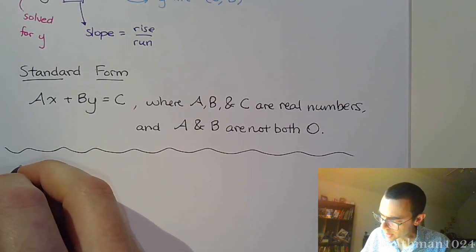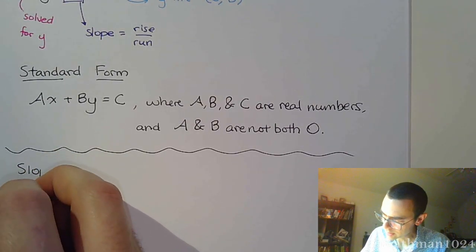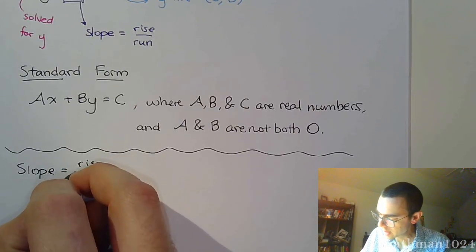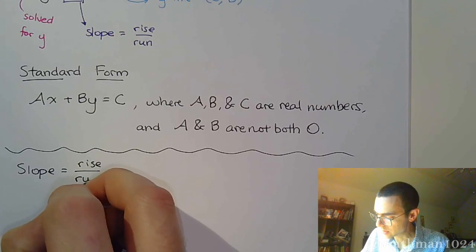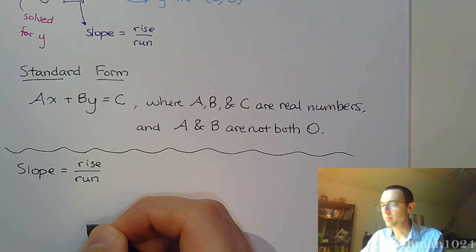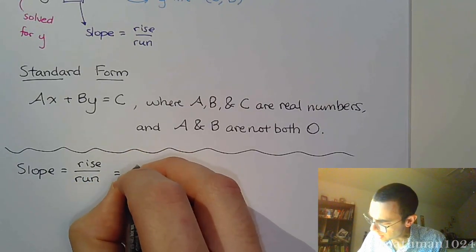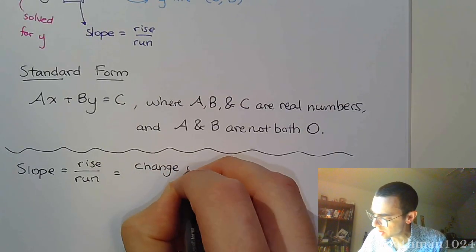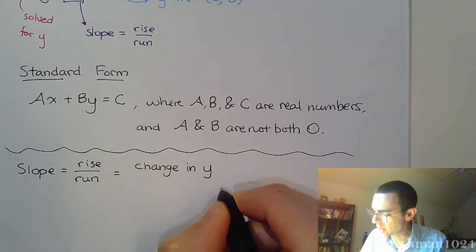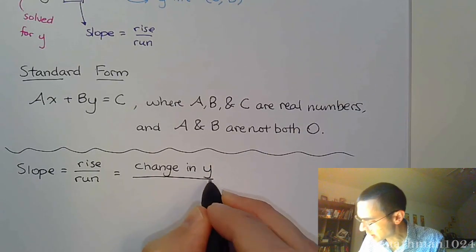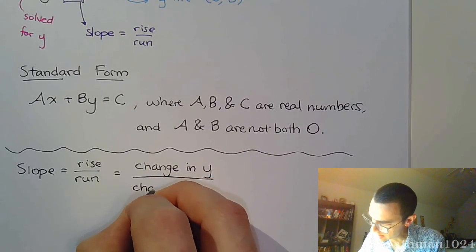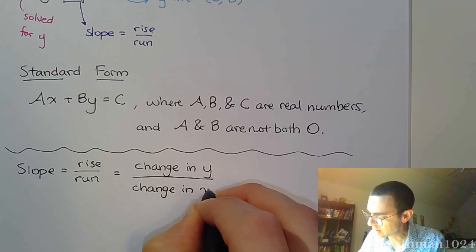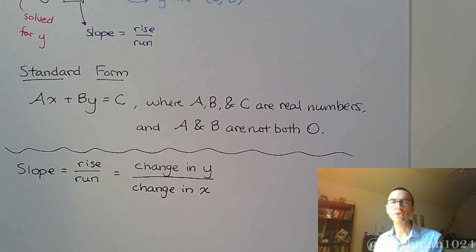When we talk about slope, above we mentioned that the slope is the ratio of rise to run. The rise just means how you are changing in the y direction, and the run indicates how you are changing in the x direction.